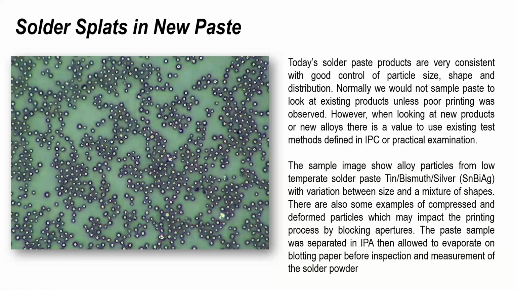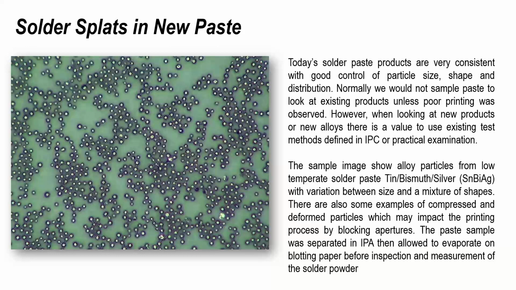Now, back in the day when we very first started SMT, a lot of companies spent a lot of time evaluating distribution, size of particle. And I'm not saying that's not right to do, but I'm just saying the quality and consistency of solder paste, generally speaking, is pretty high. But I do always look at particles and particle distribution and look for variations when I'm looking at something new that I've never seen before or never evaluated before.